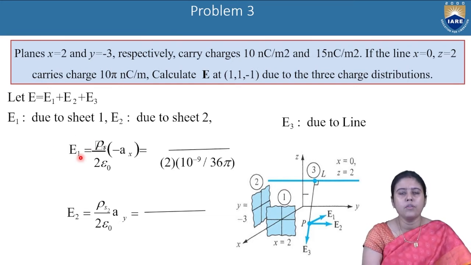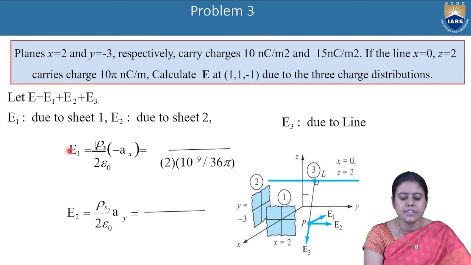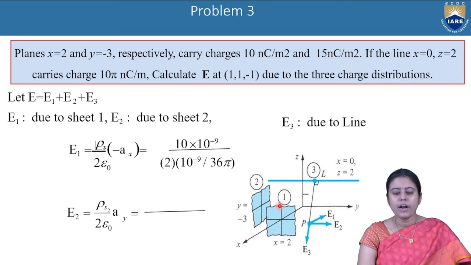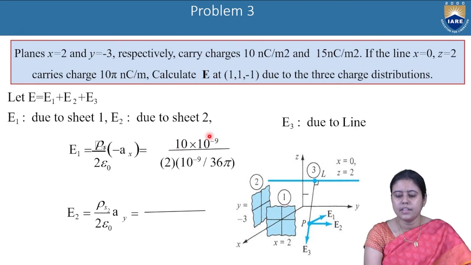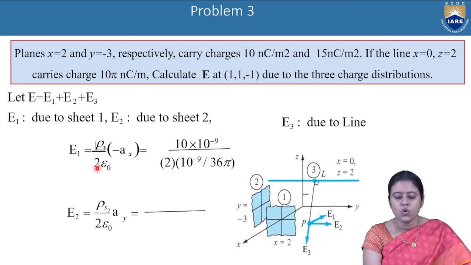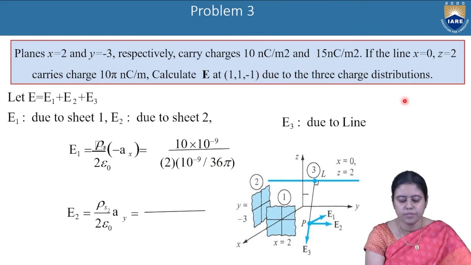So, what is E1? We know for the surface charge density, we have already discussed that the intensity E1 is equal to rho s by 2 epsilon 0, and the direction we are taking as minus ax because it is on the minus side. Now, what is the value of rho s? Rho s is given as 10 nanocoulomb per meter square, that is 10 into 10 to the power minus 9, over epsilon 0. You can just put the value of epsilon 0 in the formula.